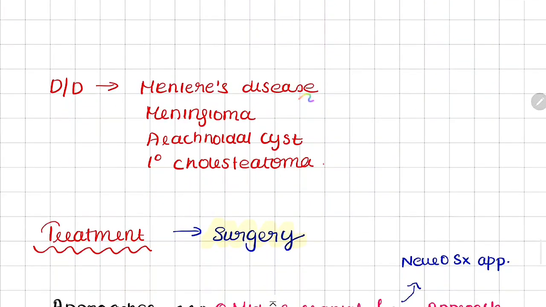Now what are the differential diagnoses? It can be Meniere's disease, meningioma, which is another tumor, and then another CP angle tumor, and then it can be arachnoid cyst or primary cholesteatoma.